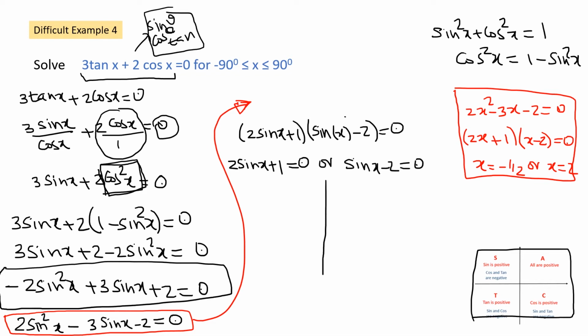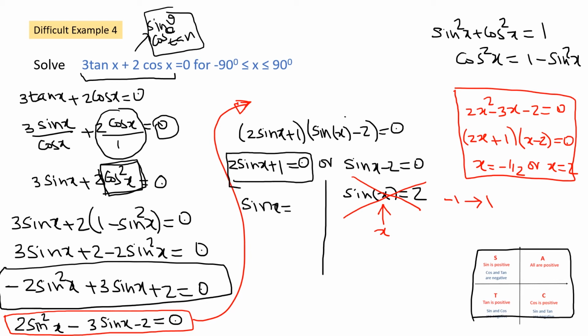So let me split this one. sin x minus 2 equal to 0 means sin x equal to 2. And you know, sin x cannot take 2 as an answer because sin x always lies between minus 1 and 1. So sin x equals 2 will not have any solution. You won't find any values for x such that sin x would be 2, because sin x will always remain between minus 1 and 1. So the only thing left is this one: sin x equal to minus half.